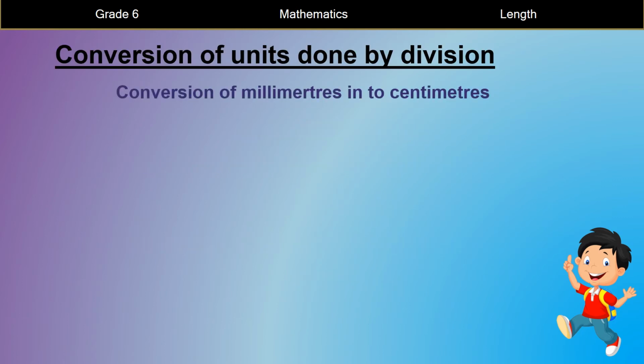Now let's see when we convert units by division. First one is conversion of millimeters into centimeters. We divide a length given in millimeters by 10 to convert it into centimeters.